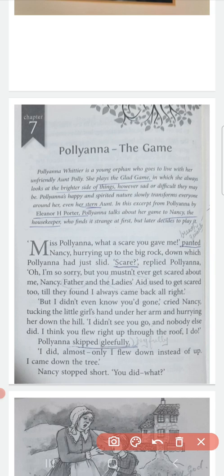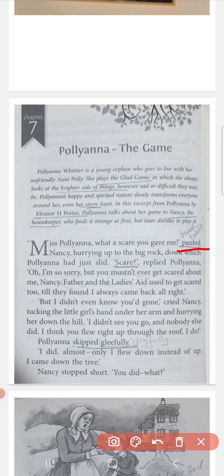See, here Pollyanna is not at home. A story has a different beginning. Now here, who is scared? Here the word panted is used, P-A-N-T-E-D. That is to breathe quickly. We make a very fast sound when we breathe, a puffing sound comes. That is what this word means.